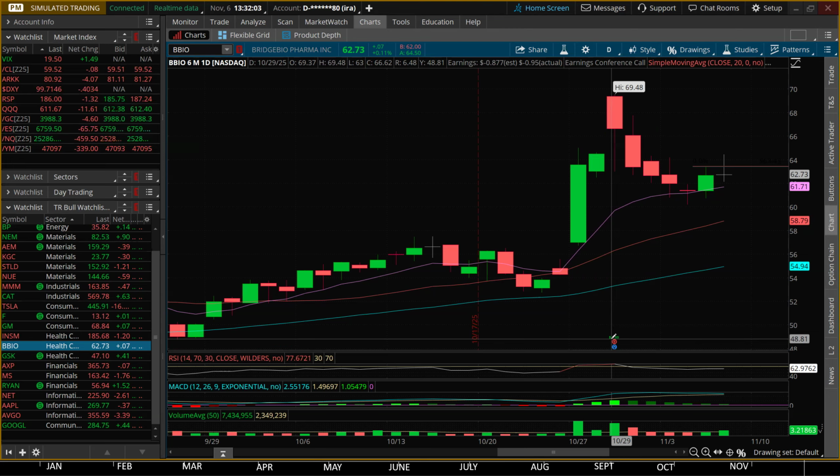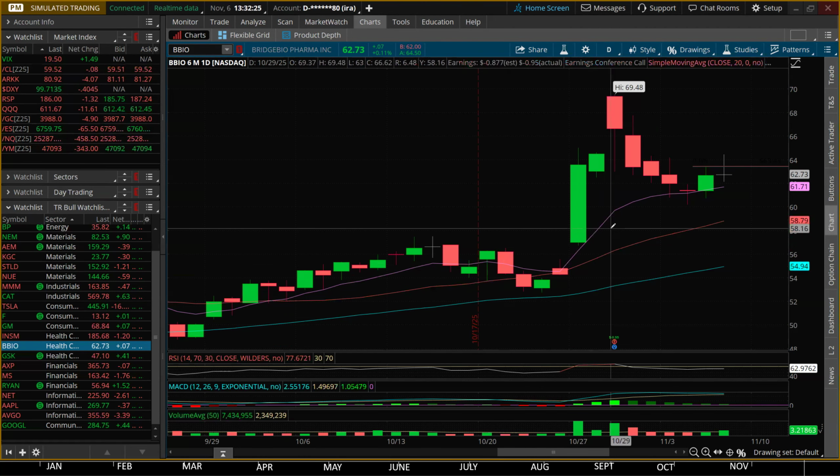By the way, there's an old adage on gaps, all gaps fill. That's a lie. That's not true. Not all gaps fill. A majority of gaps fill. That is true, but not all gaps. Okay, not all gaps fill. A majority do.